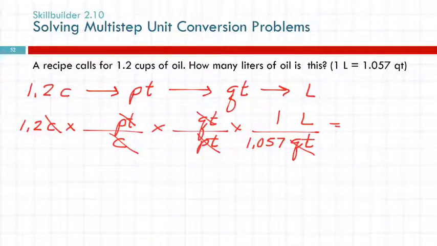Relationship between quarts and pints. There's 2 pints in a quart. So 1 quart is 2 pints. And there are 2 cups in 1 pint. 1 pint equals 2 cups.